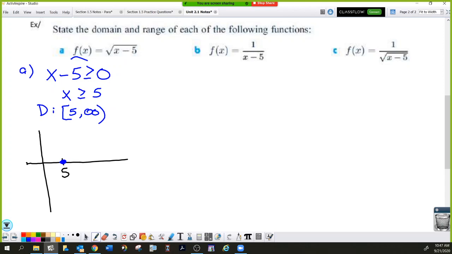Now I can go to the right. This says you can go to numbers bigger than 5. Like, I could plug in the number 6 if I wanted to. Picture not drawn to scale. And if I plug in 6, I have the square root of 6 minus 5, which is the square root of 1, which is 1. So we get a graph that looks like this. And if you keep going, what you're going to see is a square root graph that looks something like that. Basically, it's half of a sideways parabola.